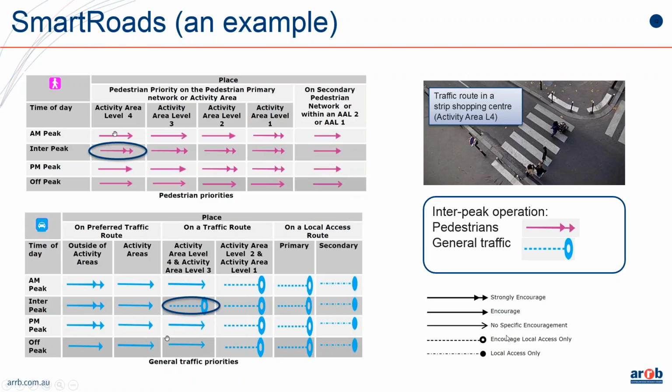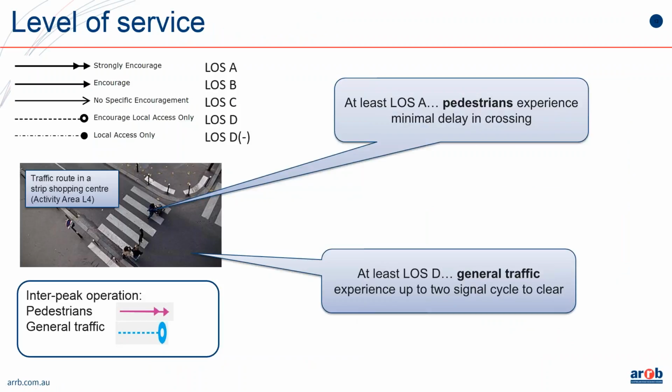So what does that all mean? What that means is that we can assign certain levels of service for each level of encouragement. So in this particular example, the strongly encouraged level of encouragement should reflect a level of service of A, whereas an encouraged local access only would only require a level of service D.